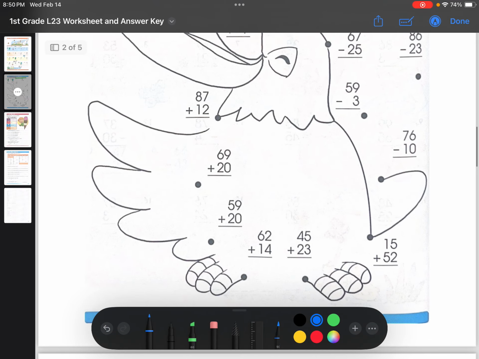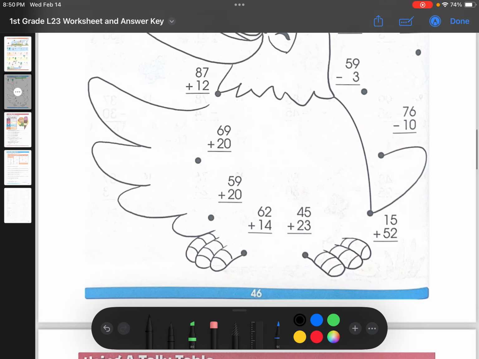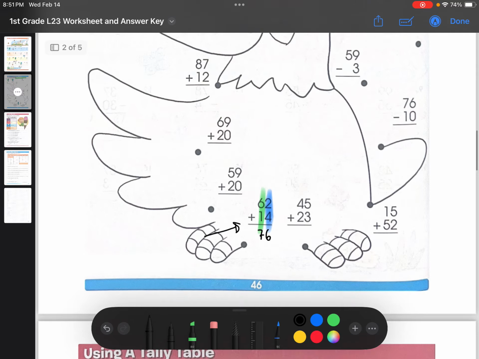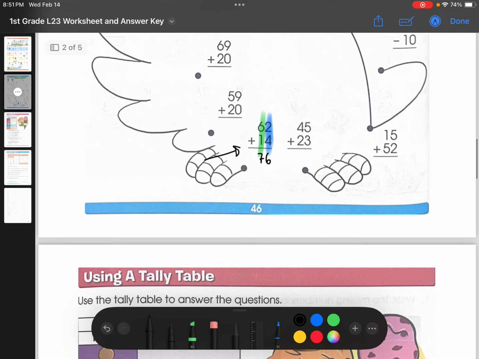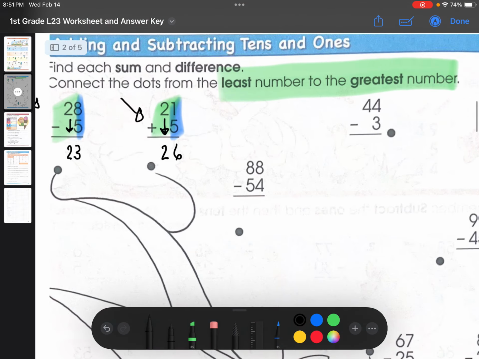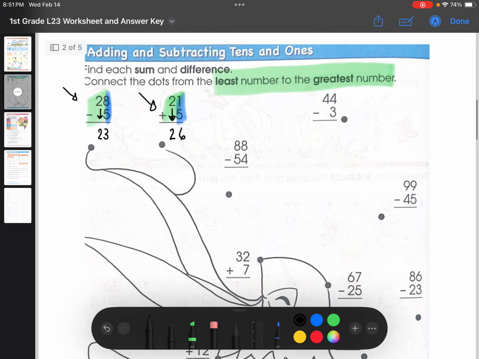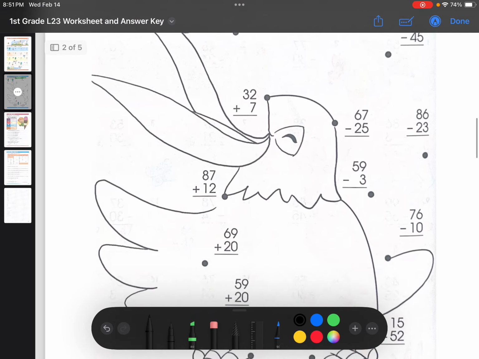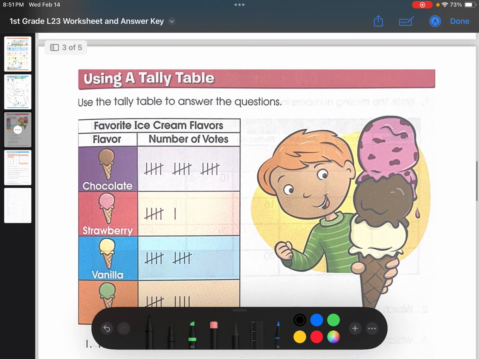We can do one more if you guys want. Let's do this one right here. 62 plus 14. So we'll start off with the ones place. 2 plus 4 is 6, and then the tens place. 6 plus 1 is 7. Alright, so just make sure you keep in mind that you connect the dots from smallest to the biggest. And then you should be fine.